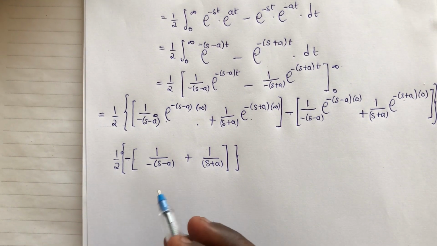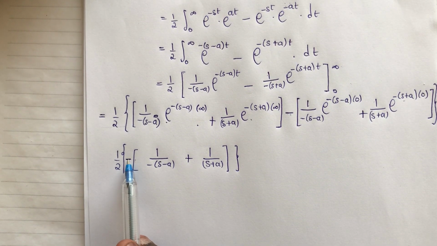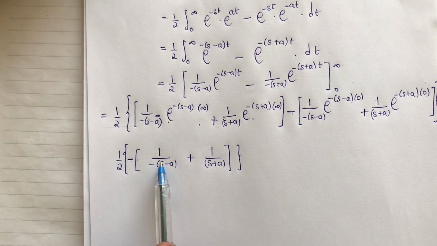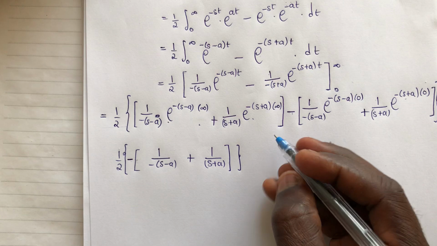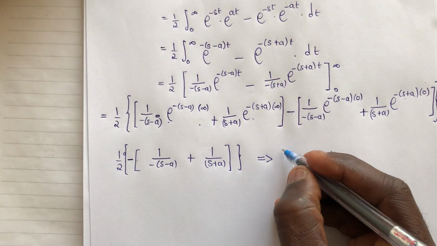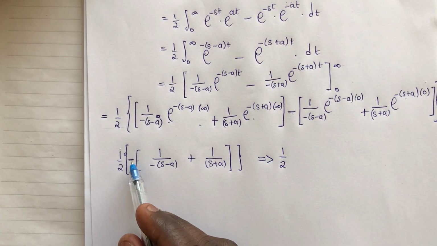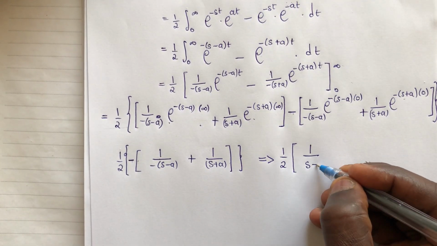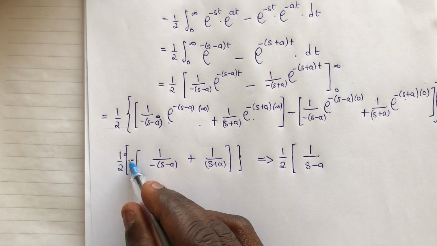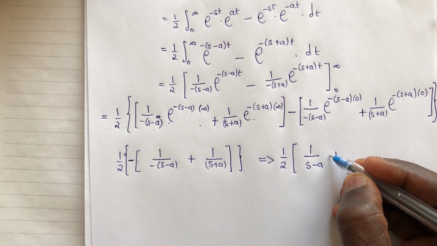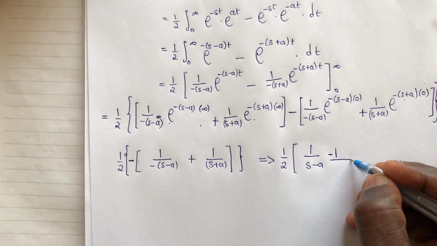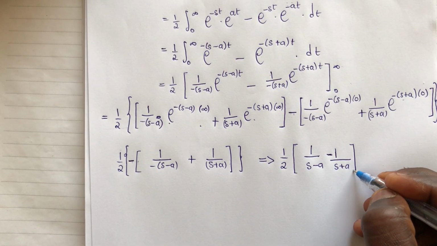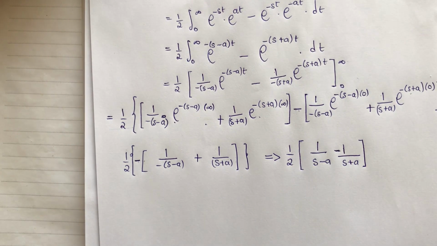Now looking at this very carefully, you use this negative to open the brackets, which is the square bracket. So this time this, this time this. So let me put that result here. So we have 1 out of 2. Now this time this is giving us 1 over s minus a. Then this time this is giving us minus 1 over s plus a. Okay, so this is what we have. This is now very simple for us to solve.